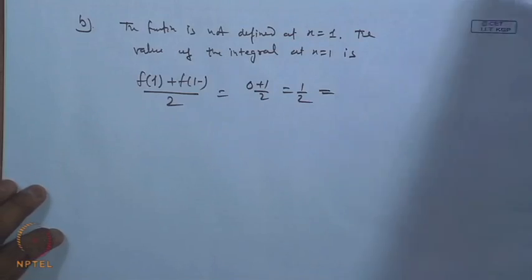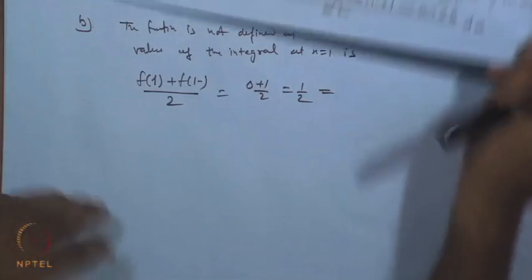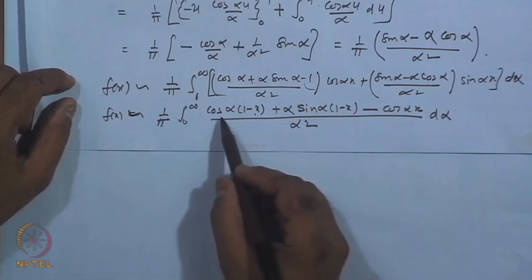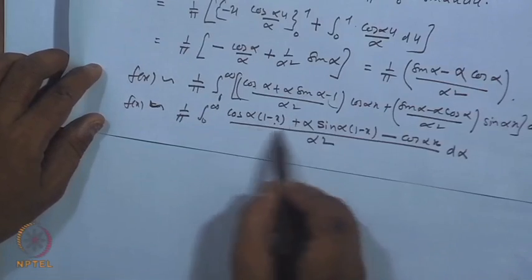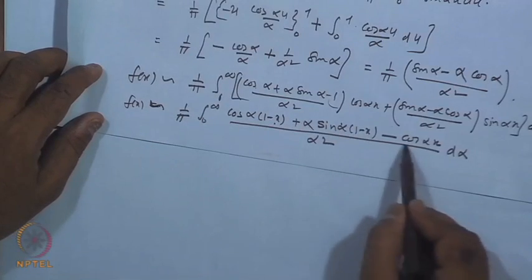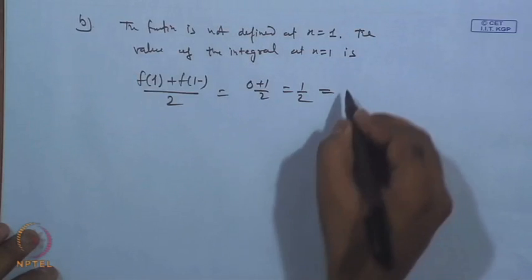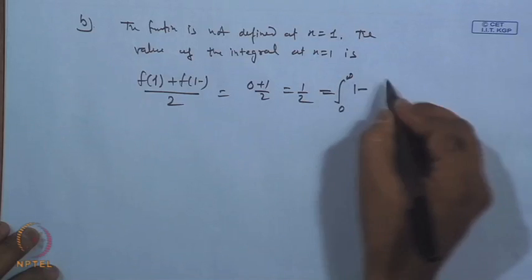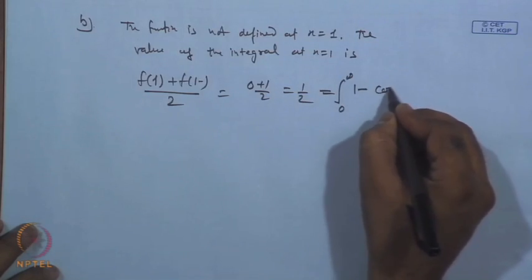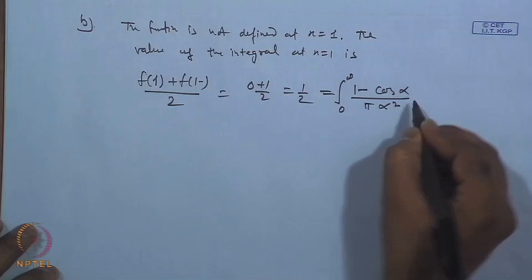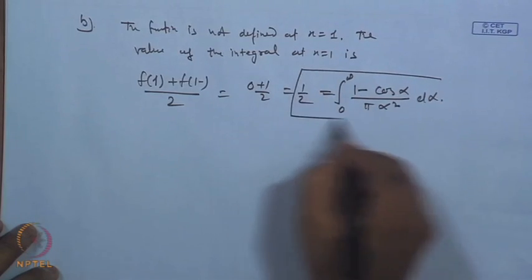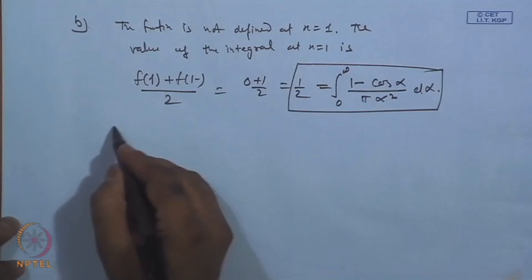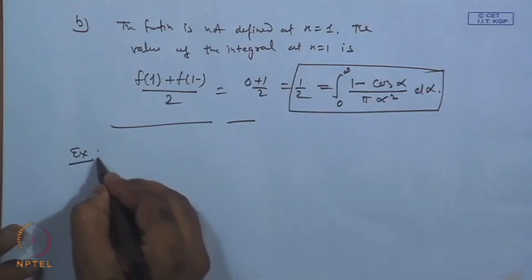So, what is the integral at x equal to 1? Let us just see. So, we will put here x equal to 1, we will get cos alpha into 0, so cos 0, that is 1, and this will be 0, and 1 minus cos alpha. So, this is just the integral 0 to infinity of 1 over pi, and (1 minus cos alpha) over alpha square d alpha. So, the integral of this is half. Okay. So, we continue with the next example.